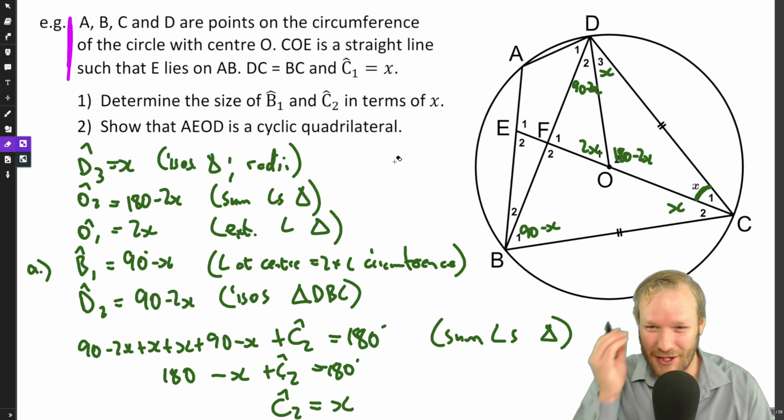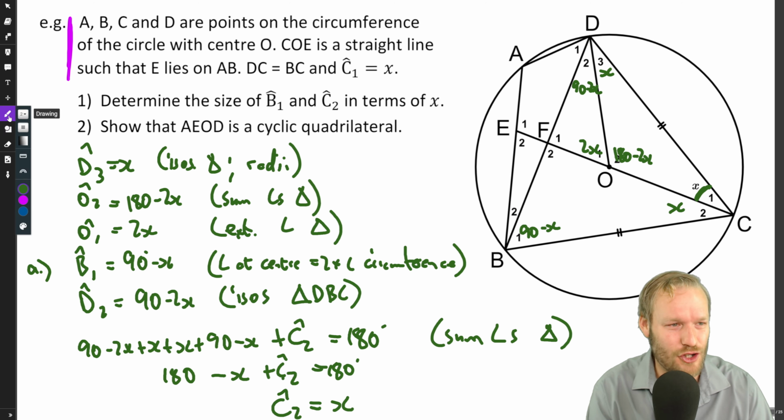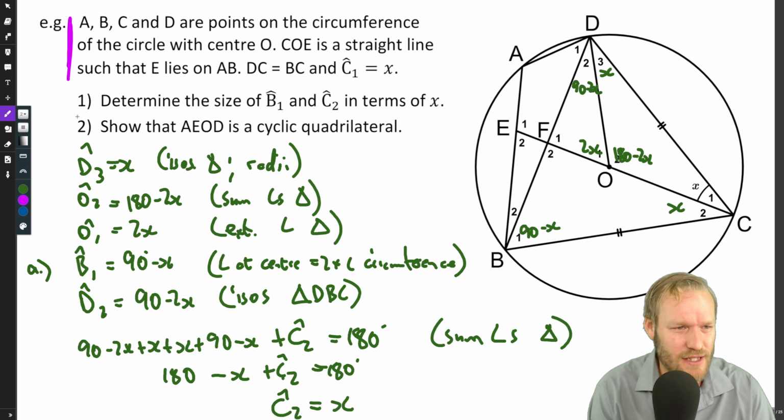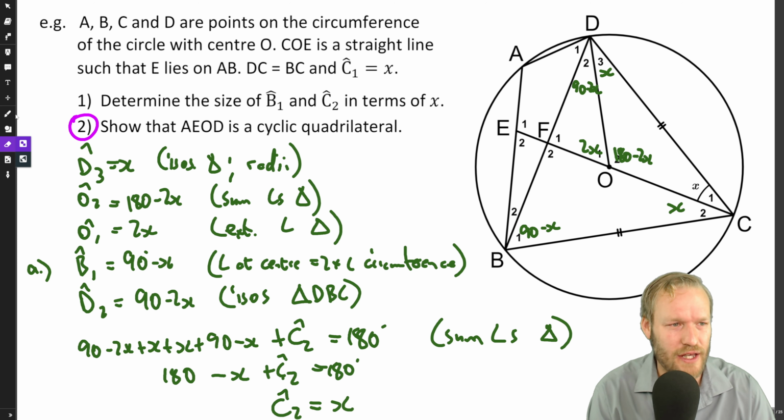Okay, so there's C2. We've got x. We've got lots of our angles now in terms of x, which is probably going to help us in the next question. So for our second question, show that AEOD is a cyclic quadrilateral.